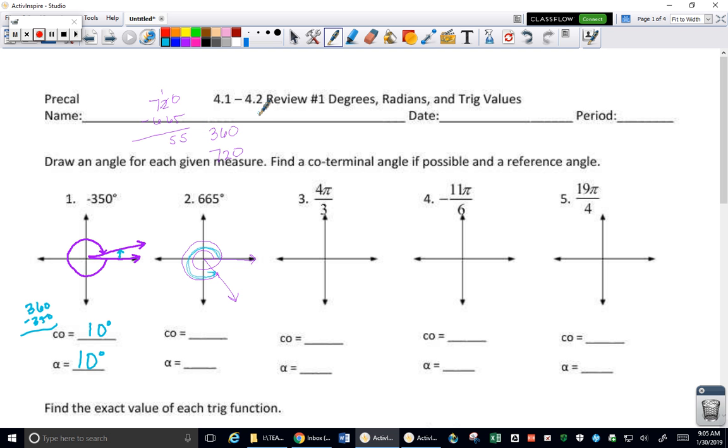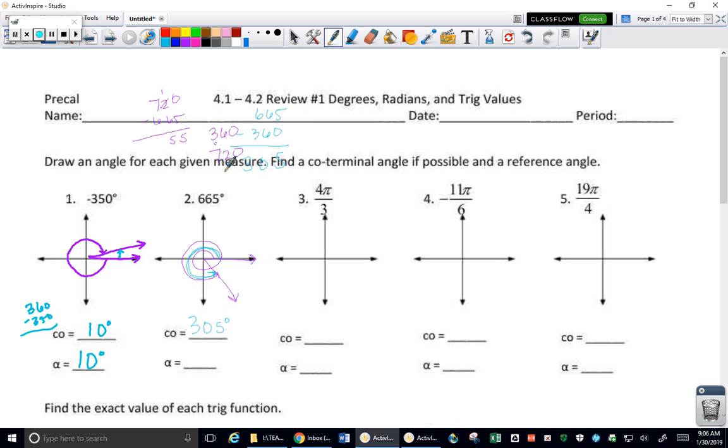There's a couple of things we could do. We can do it the long way, of course: 665 minus 360, because we haven't gone around twice yet. If I do this subtraction, 5 minus 0 is 5, 6 minus 6 is 0, 6 minus 3 is 3, I would end up with a 305 degree angle, if I just went around once. So spinning 665 degrees is the same as spinning 305 degrees.